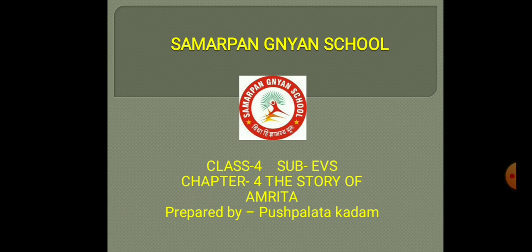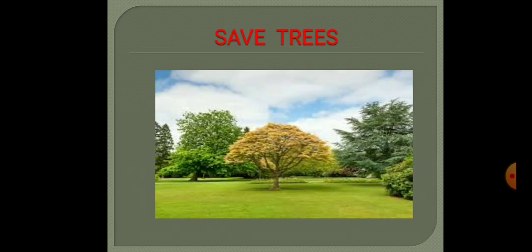Today we will study class 4, chapter 4, the story of Amrita. Students, you see trees all around us. Trees are of different kinds. Some trees are short while some are tall. Some trees shed their leaves while some are green throughout the year.